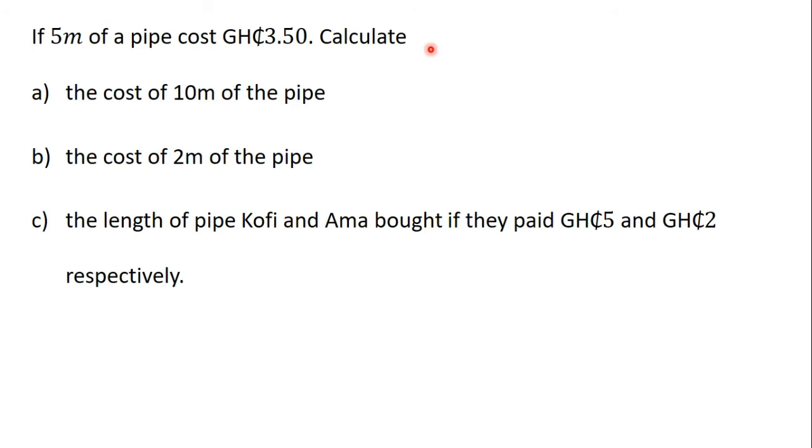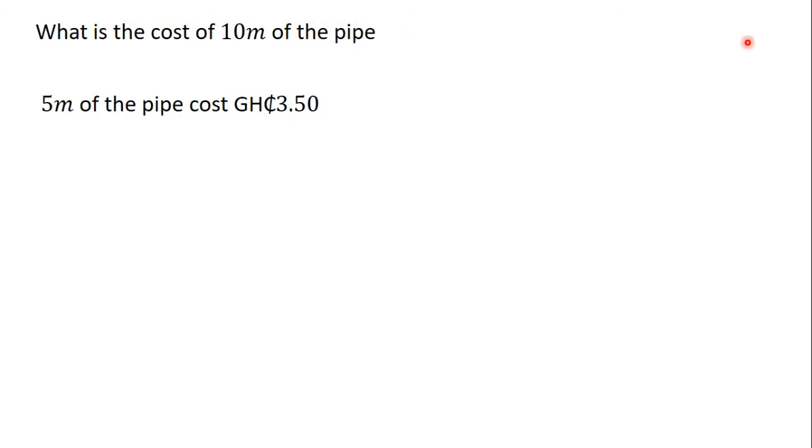So 5 meters of a pipe cost 3 Ghana cedis 50 pesos. Knowing this, the question wants us to find the cost of 10 meters of the pipe and the cost of 2 meters of the pipe and the length of pipe Kofi and Ama bought if they paid 5 Ghana cedis and 2 Ghana cedis respectively. We will solve the first and second part of the question in this video, and we will solve the last part in the next video. Let's begin with the first part.